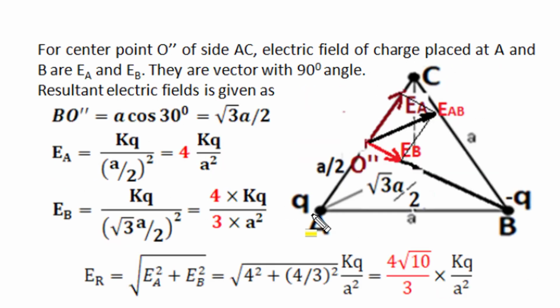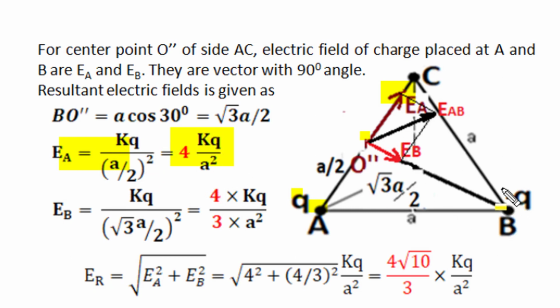For center point of side AC, that is O double dash, two charges, one at position A plus Q at a distance A by 2, produce electric field EA, and magnitude of EA is KQ divided by A by 2 whole square or 4 KQ upon A square.